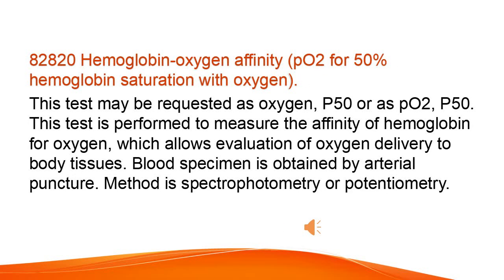Hemoglobin oxygen affinity, PO2 for 50% hemoglobin saturation with oxygen. This test may be requested as oxygen, P50 or as PO2, P50. This test is performed to measure the affinity of hemoglobin for oxygen, which allows evaluation of oxygen delivery to body tissues. Blood specimen is obtained by arterial puncture. Method is spectrophotometry or potentiometry.